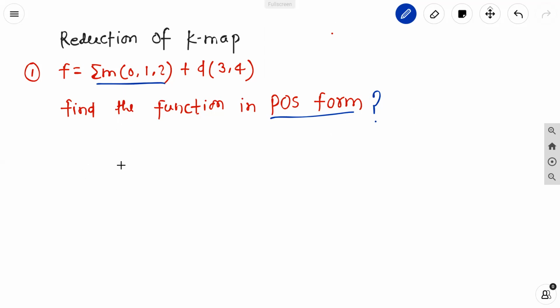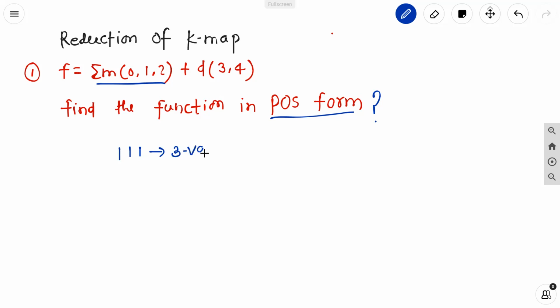If we draw the K map and simply put 1 at the place of 0, 1, 2 and don't cares at the place of 3 and 4, we will get the answer in SOP form. So what do we have to do to find the POS form? The trick is that whatever is given as min terms and whatever is given as don't cares, apart from these, the highest term here is 4, so we have to represent it using three variables.